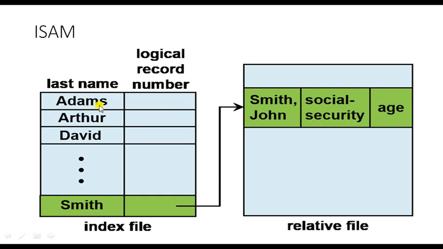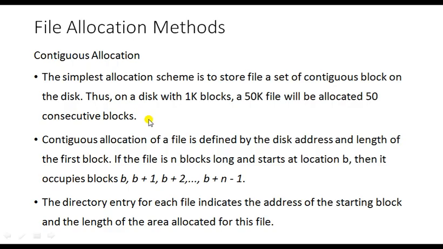So here Adams is the content. If you want to go to Adams, the corresponding record number is there. You can directly go to that record number. Or if there is any other content, based on the particular record number, you directly go to that record number. It is a very fast accessing method when compared to all the previous ones. Next.